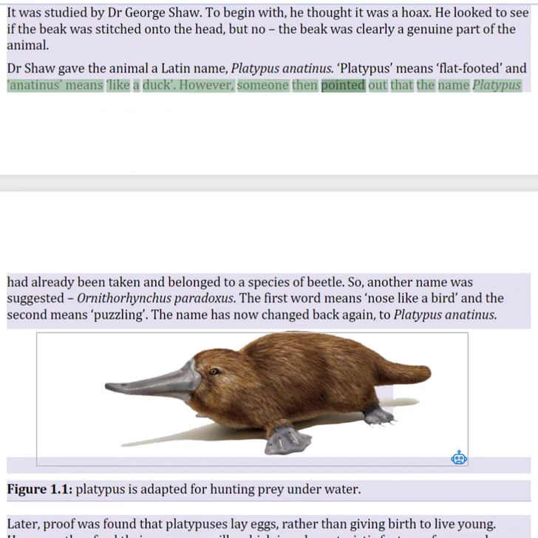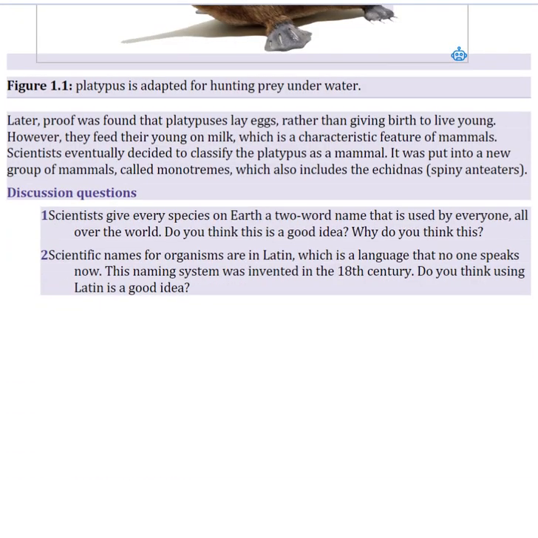However, someone then pointed out that the name platypus had already been taken and belonged to a species of beetle. So, another name was suggested, Ornithorhynchus paradoxus. The first word means nose like a bird and the second means puzzling. The name has now changed back again to Platypus anatinus. Figure 1.1. Platypus is adapted for hunting prey underwater.